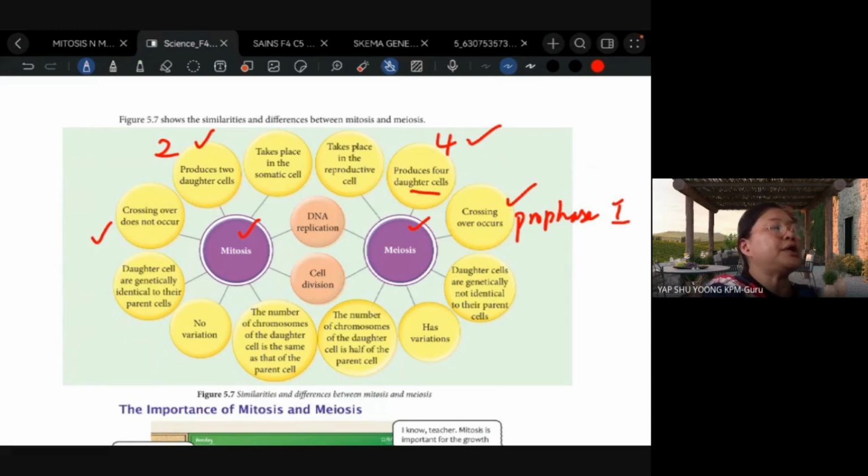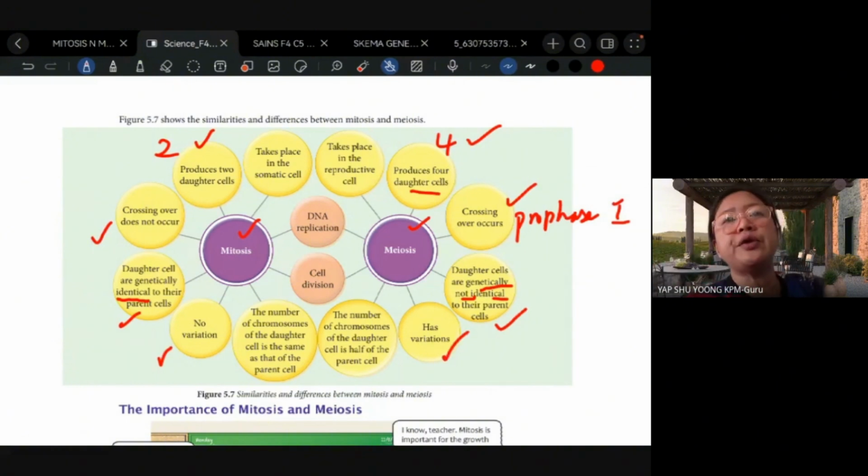In mitosis, the new cells produced are identical to the parent cell. It's the same as the parent cell. In meiosis, the daughter cells produced are genetically not identical. It's different compared to the parent cell. It produces 4 daughter cells, each of the daughter cells is different, and also different compared to the parent cell. So mitosis has no variation because all the cells are the same. It won't cause variation.